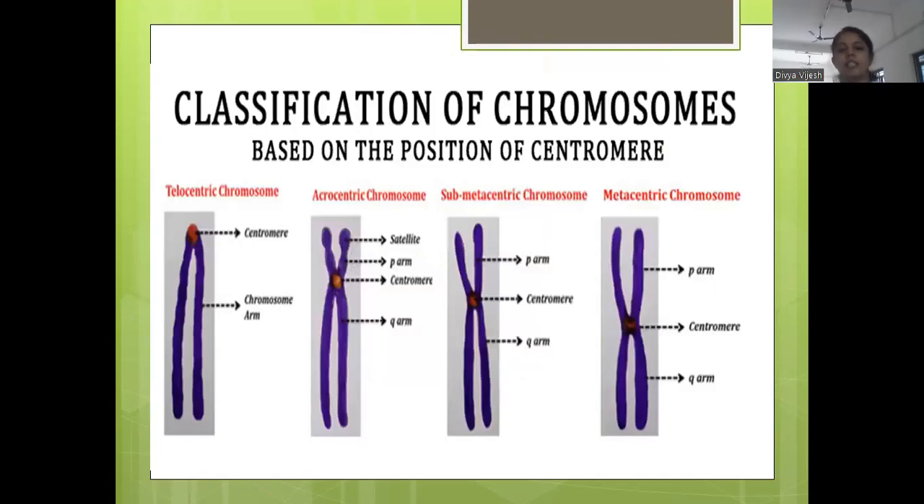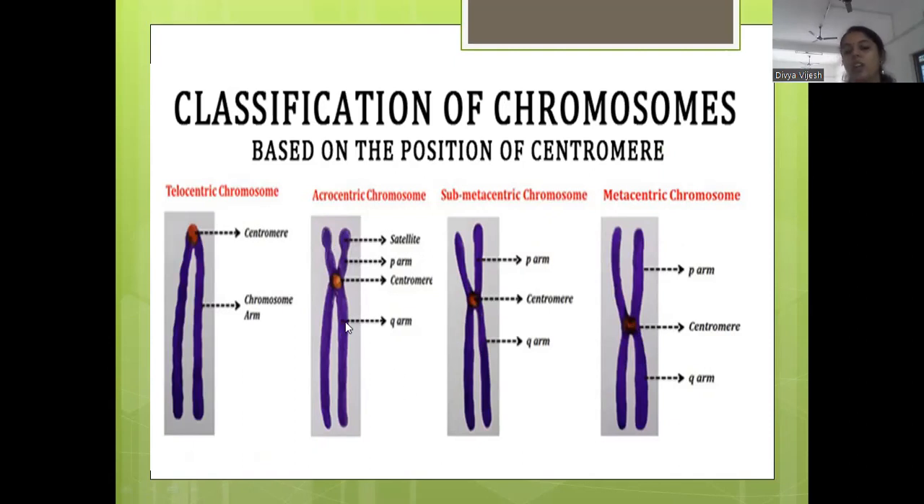So when coming to the classification of chromosomes, based on the position of the centromere, we can classify them into different forms. Okay. So we have the telocentric chromosome, acrocentric chromosome, submetacentric chromosome, and the metacentric chromosome. In the metacentric chromosome, you can see the centromere is in the middle part only. Okay. And in the submetacentric chromosome, it is somewhat closer to the middle part, right? And in the acrocentric chromosome, it is somewhat towards the terminal part. It is close to the terminal part.